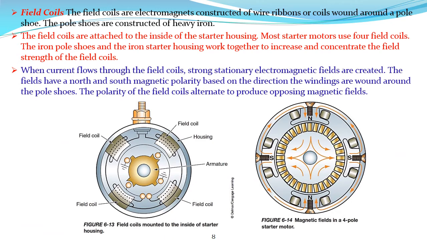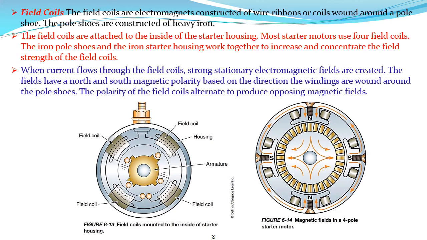To concentrate the lines of force. When current flows through the field coils, strong stationary electromagnetic fields are created. The fields have a north and south magnetic polarity. It is natural that every magnet has two poles. The magnet formed by the electric coil has a north pole and a south pole.